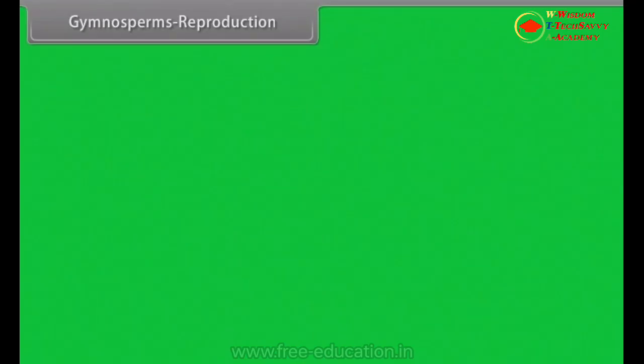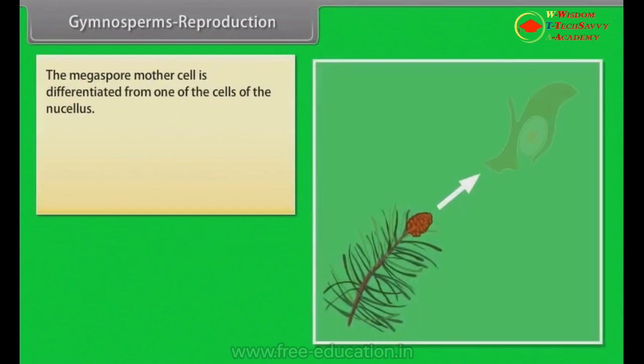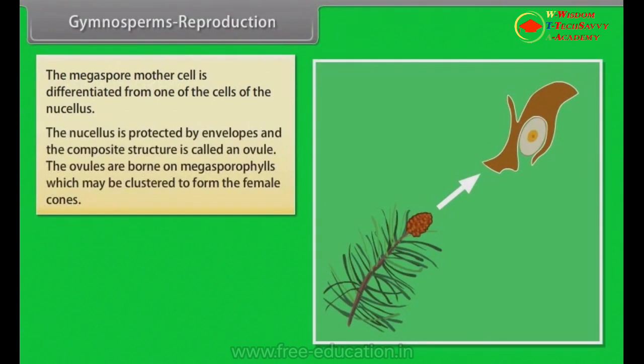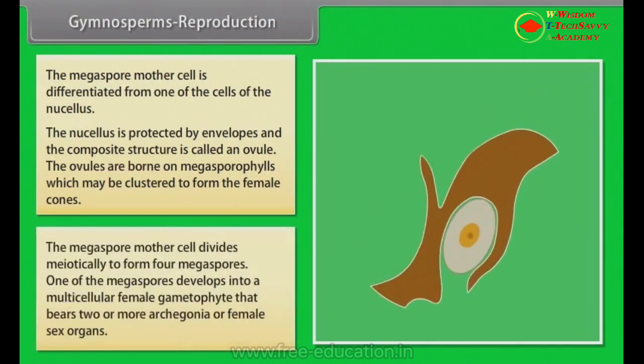Gymnosperms. Reproduction. The megaspore mother cell is differentiated from one of the cells of the nucellus. The nucellus is protected by envelopes and the composite structure is called an ovule. The ovules are borne on megasporophylls, which may be clustered to form the female cones. The megaspore mother cell divides meiotically to form 4 megaspores. One of the megaspores develops into a multicellular female gametophyte that bears 2 or more archegonia or female sex organs.